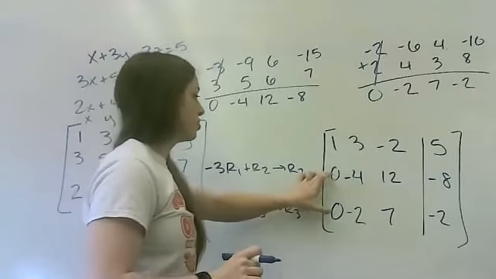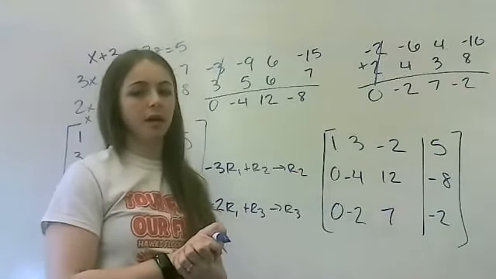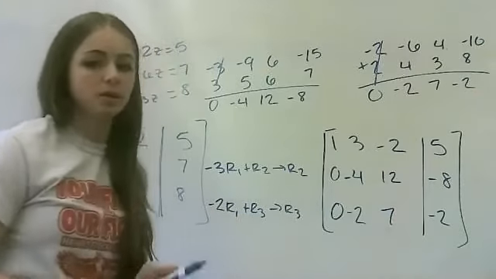Lastly, okay, I got my first 2 zeros. That was the main first kind of point here. We want to get those first 2 zeros.